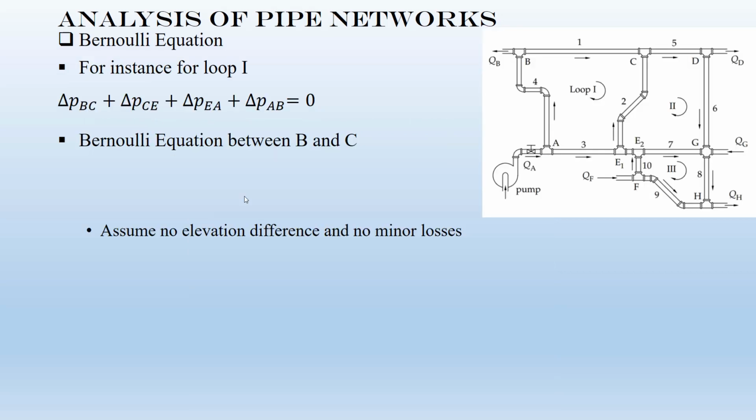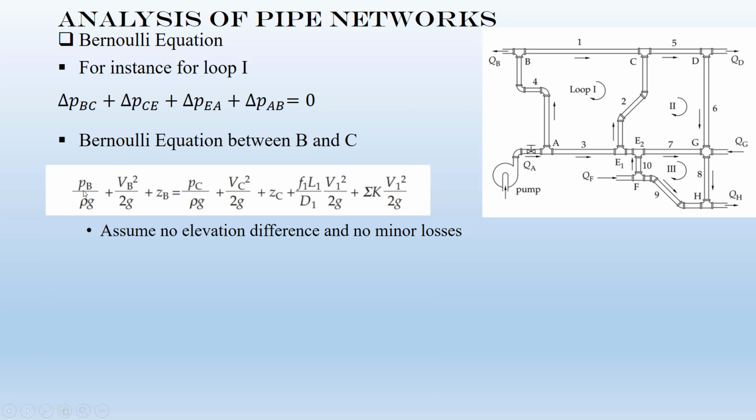How? For instance, guys, for loop 1, we can write the delta P BC plus delta P CE plus delta P EA plus delta P AB equals to 0. Correct? And then what you can do, you can find an equation for each delta P in this equation from the Bernoulli equation. For example, if we set the Bernoulli equation between B and C, we can just write the Bernoulli equation, correct? So pressure, velocity, elevation, and then the head losses.